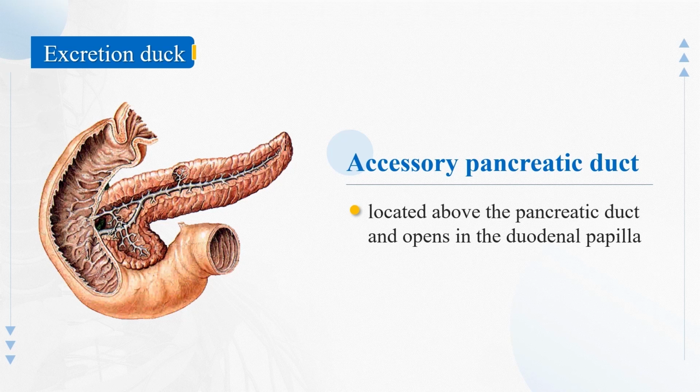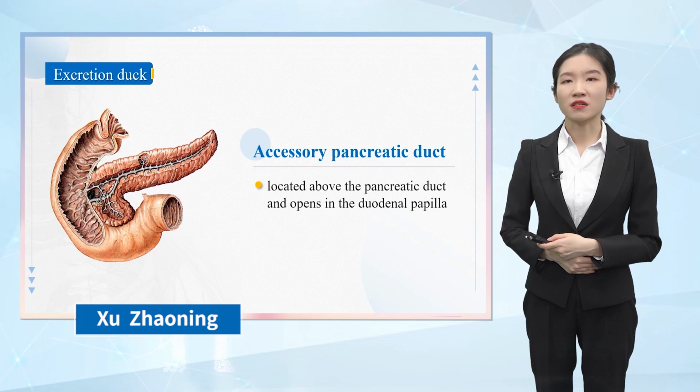Accessory pancreatic duct is located above the pancreatic duct and opens into the lesser duodenal papilla.